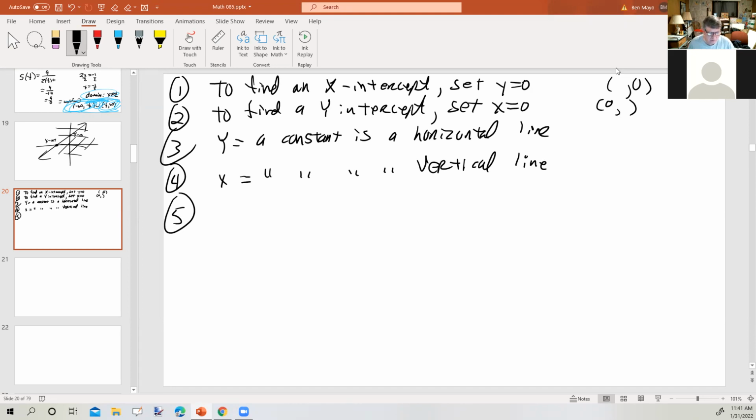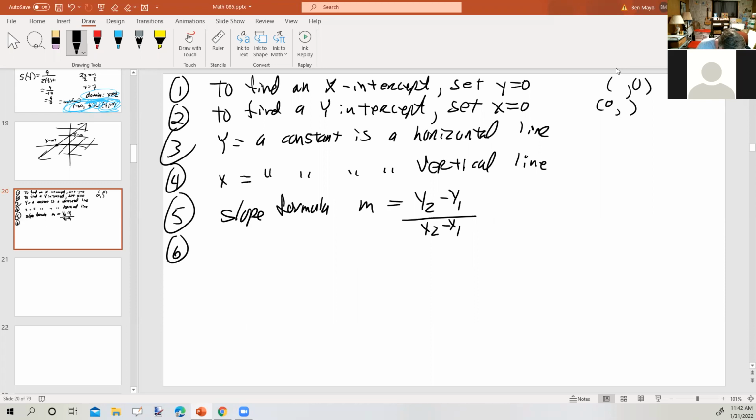The slope formula, remember the slope formula? M, which stands for slope, equals y sub 2 minus y sub 1 over x sub 2 minus x sub 1, where 1s and 2s are subscripts. You got a couple of ordered pairs, you plug them in.